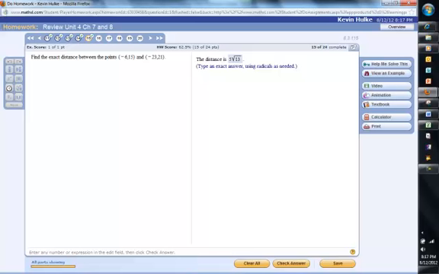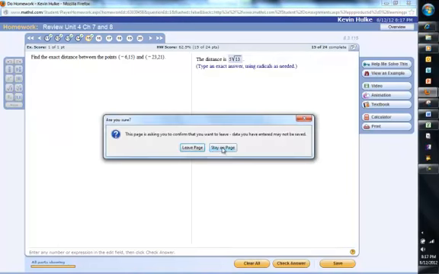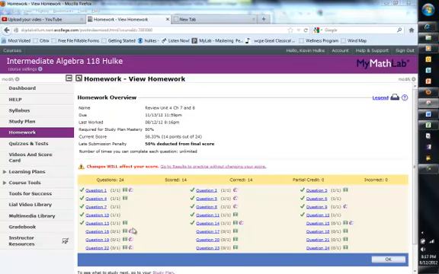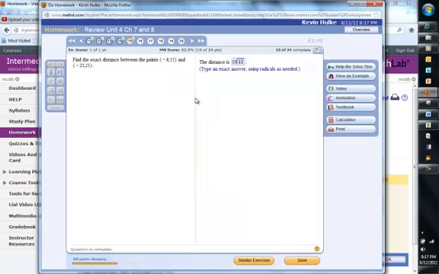Number 16. I'm going to have to leave the page and come back, apparently. I don't know why it does that. It forgets what it's doing.